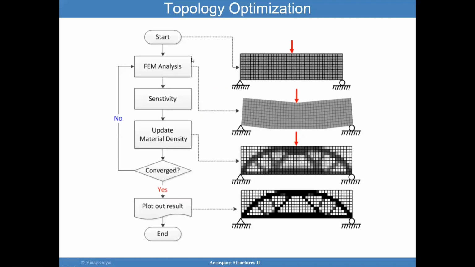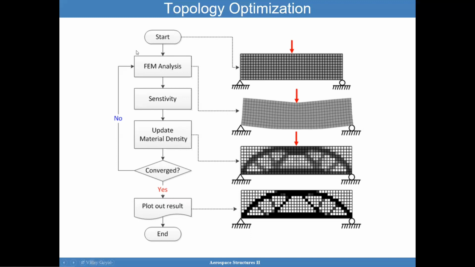And here's another example of an analysis. I want to apply a 3-point bend loading. And the idea here is to start your analysis, apply the finite element process, and then do the sensitivity analysis, update the material density with the approach that we just discussed. And if it's converged, then you plot the results.